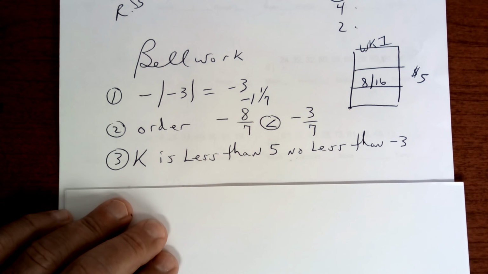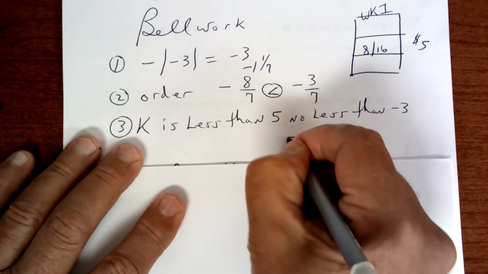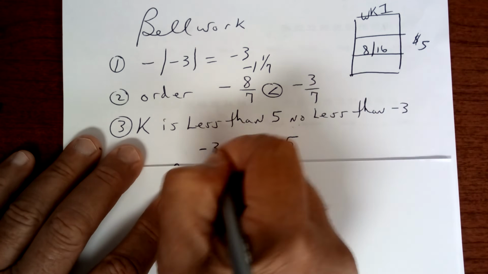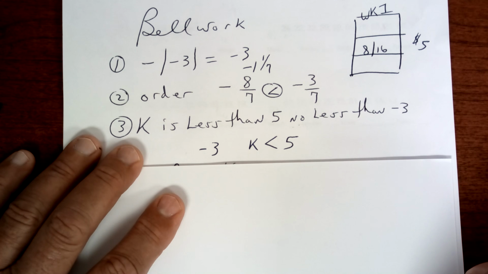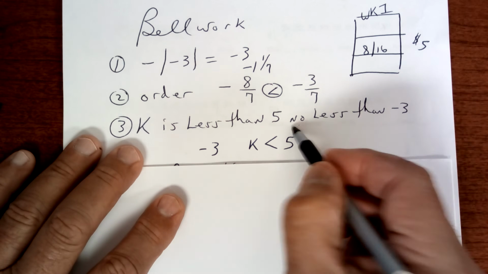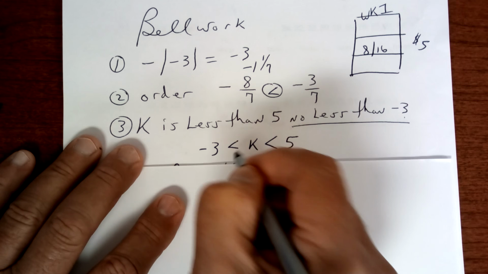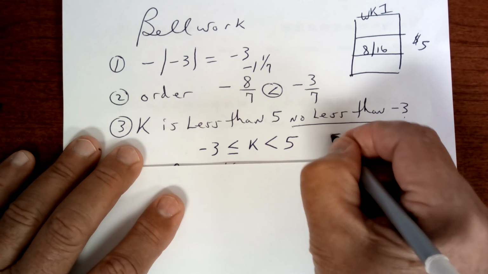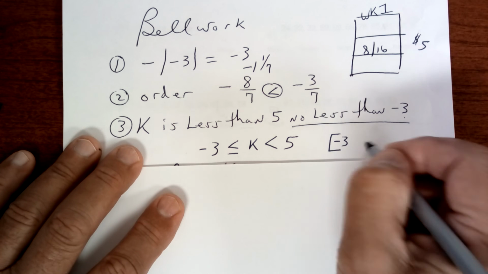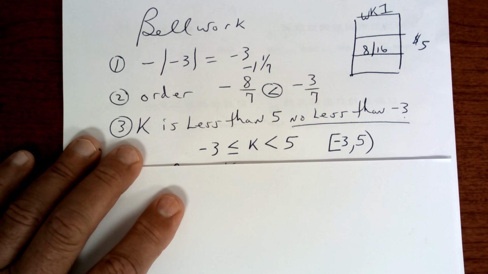Okay? This one, k is less than 5. Well, here's 5, and here's -3. So k is in the middle. So it's less than 5, but it's no less than -3. So no less than -3 would be inclusive, like that. So it can equal -3. How would you write it with the box? You would do -3 like this, and then you would do 5 with an open parenthesis. And that's how you do the notation.